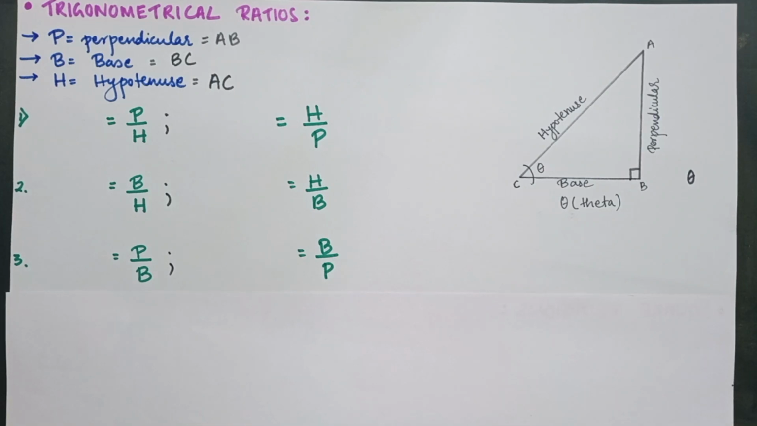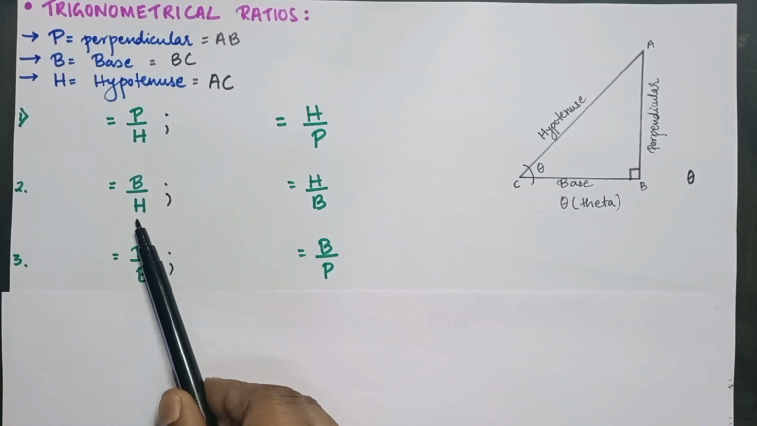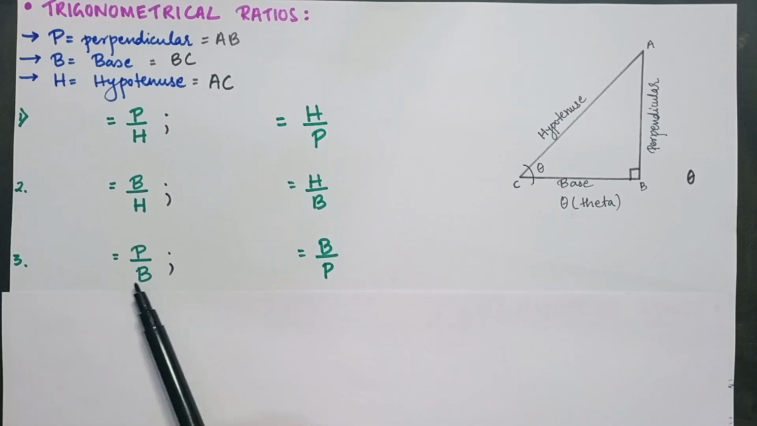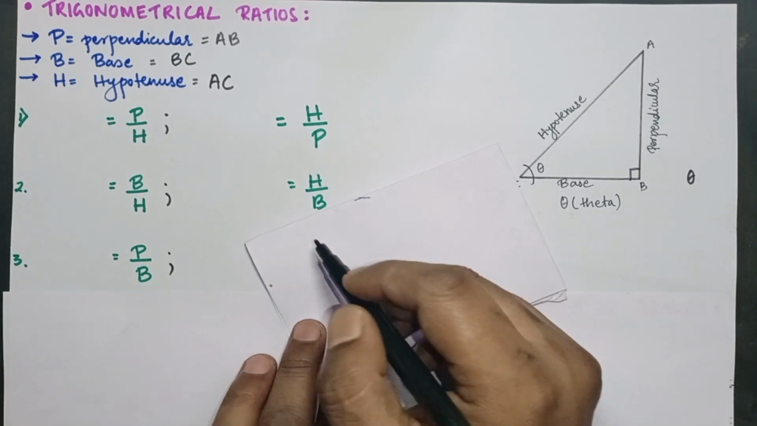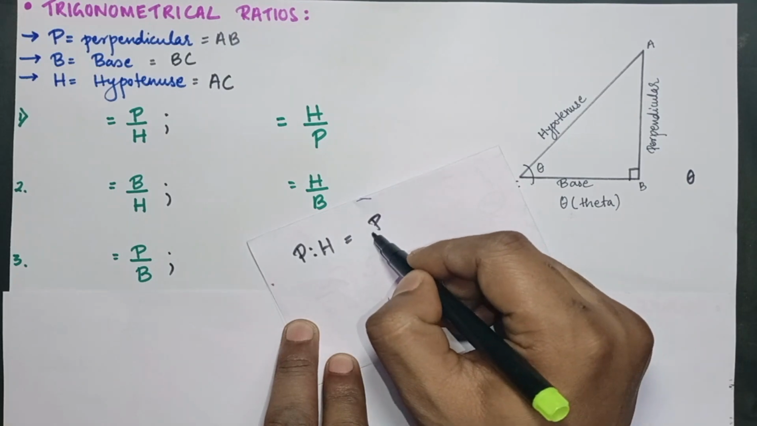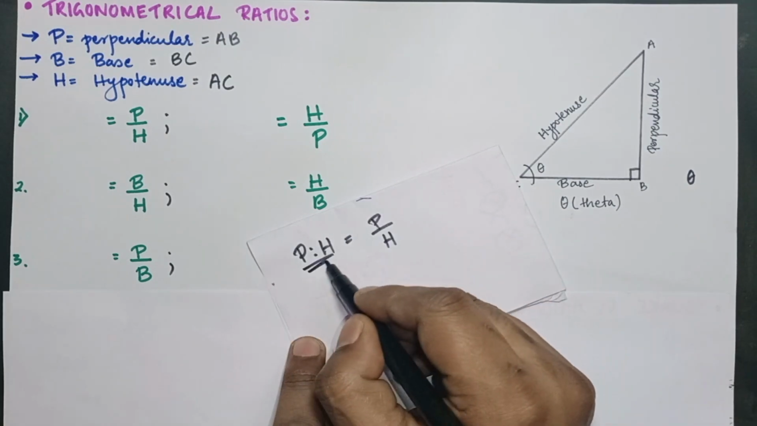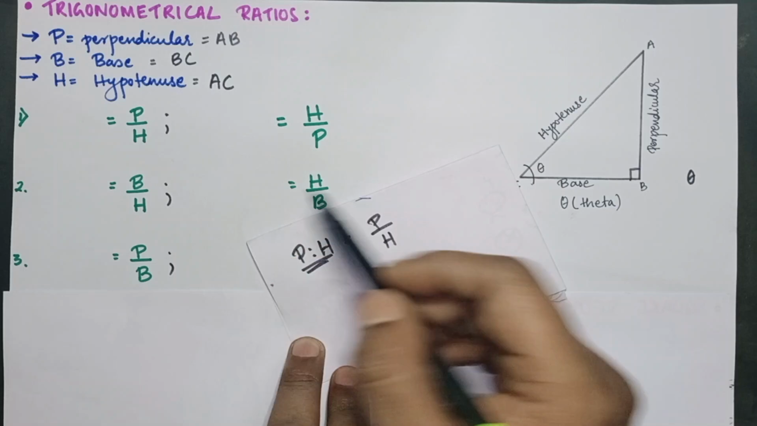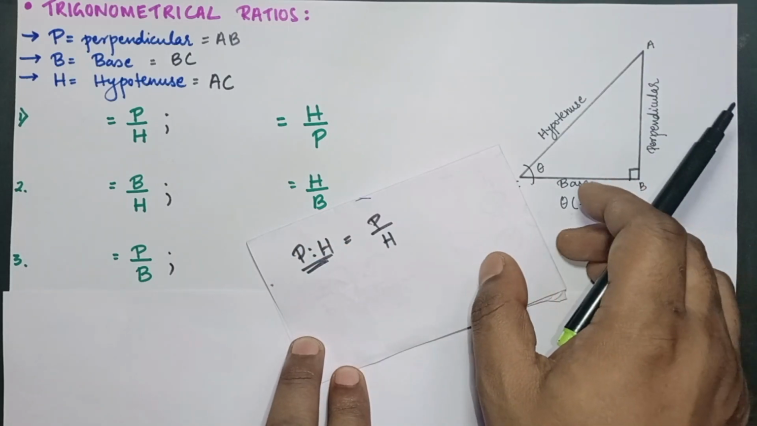So these are your trigonometrical ratios. Ratio means P is to H, B is to H and P is to B. As you know, how do we write a ratio? Suppose this is P is to H. So P is to H, we can write as P upon H. That's why it is called a trigonometrical ratio, because we are taking it from the right angle triangle.